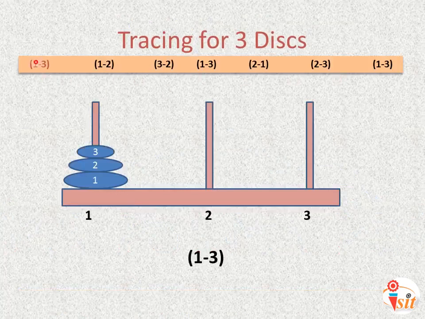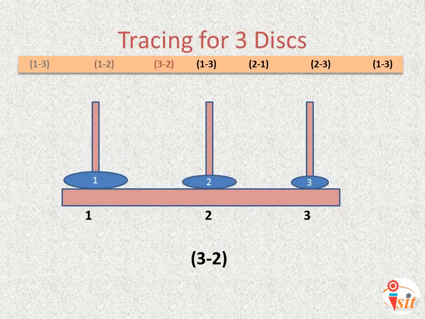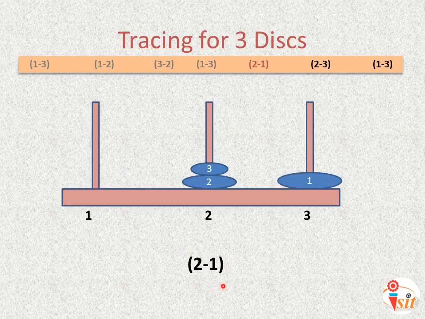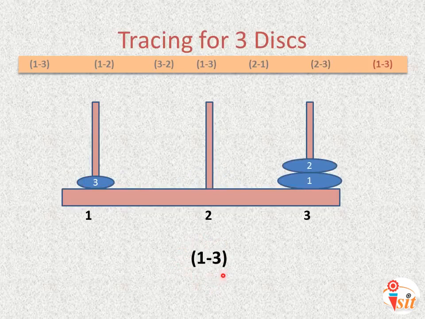Here are the steps or moves. The first move is 1 to 3. So we'll move 1 disk from tower 1 to tower 3. This is done. Then second move, tower 1 to tower 2. This is done. Third move, tower 3 to tower 2. This is done. 1 to 3, 2 to 1, 2 to 3, then 1 to 3.